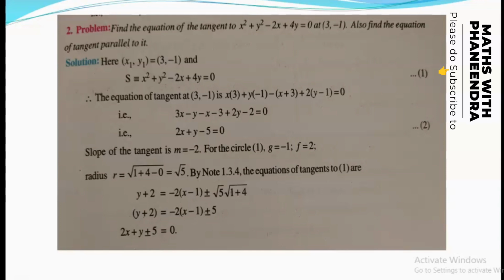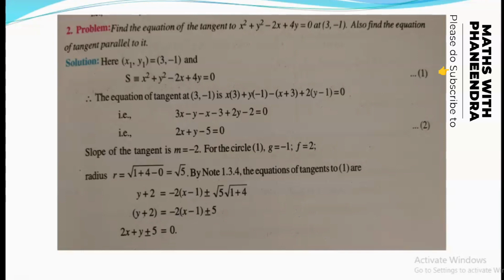See that. Find the equation of the tangent to x square plus y square minus 2x plus 4y equal to 0 at (3, minus 1). Here two questions are there. Observe carefully: one question for 2 marks, another question for 2 marks, a total of 4 marks question, which is important. Find the equation of the tangent to x square plus y square minus 2x plus 4y equal to 0 at (3, minus 1). Also find the equation of the tangent parallel to it.